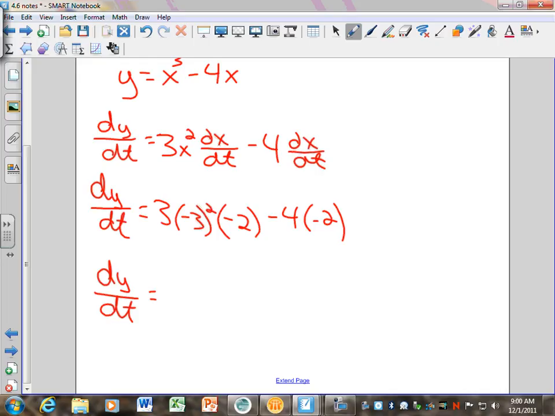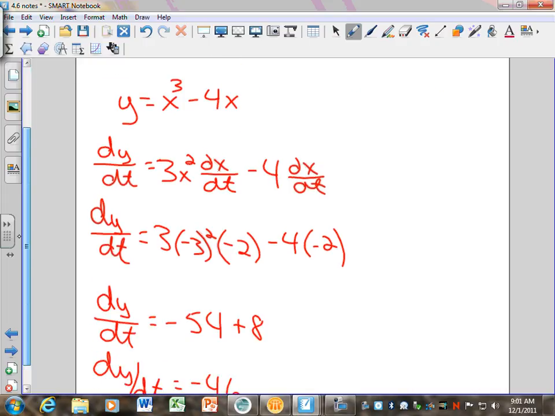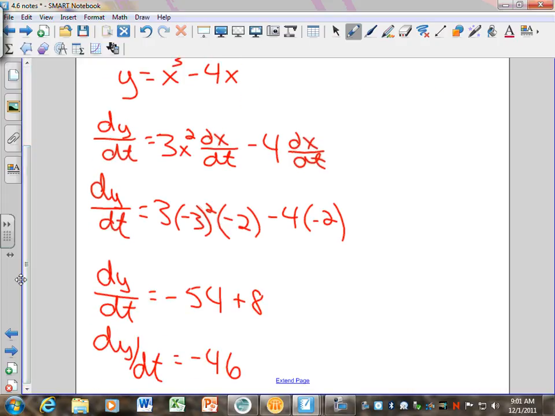What do we have here? 9 times 3 is 27 times negative 2 is negative 54. No? Yes? So dy over dt is negative 46. And since we're talking about the rate of change, it's how much is y changing over time. That's where the units come in. Dx over dt was negative 2 centimeters per second. And so this would also be negative 46 centimeters per second.